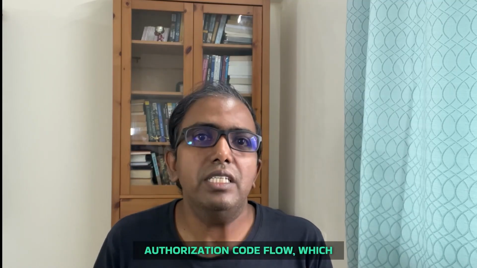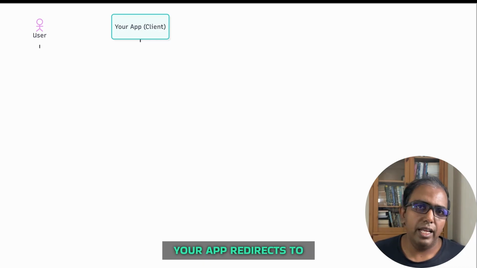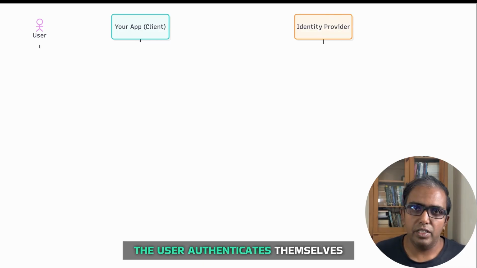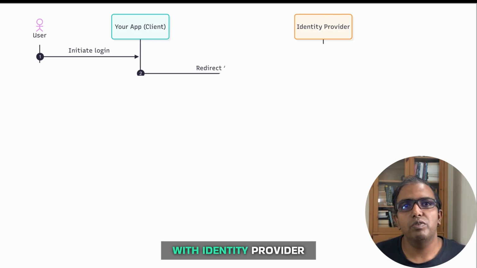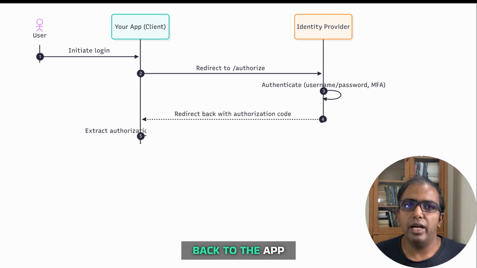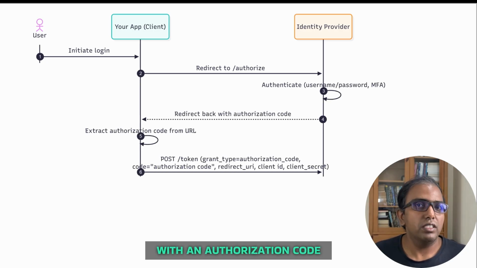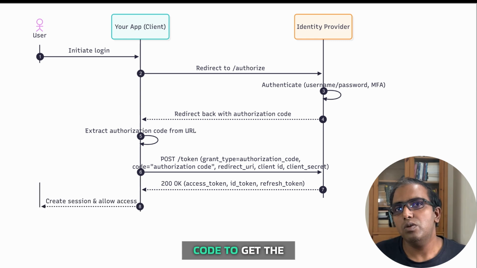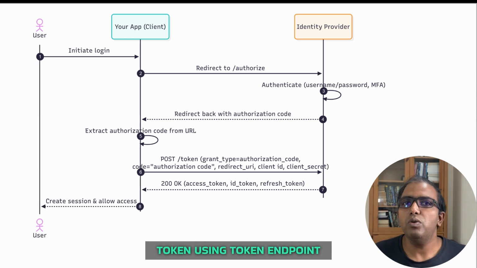We'll look into the authorization code flow, which is the standard for web apps. On a high level, your app redirects to the authorization endpoint. The user authenticates themselves with the identity provider. The identity provider redirects back to the app with an authorization code. The app uses this code to get the tokens using the token endpoint.